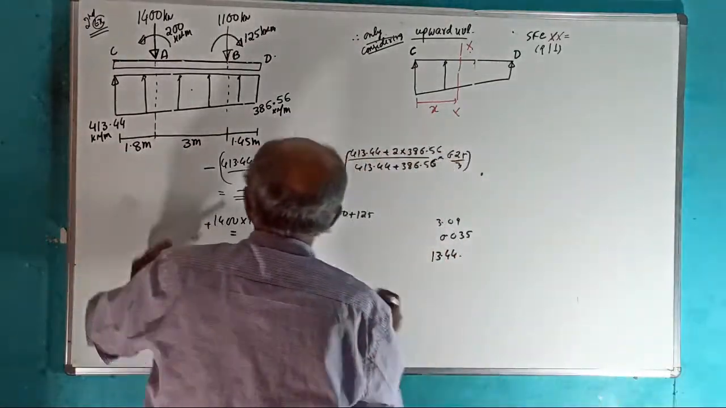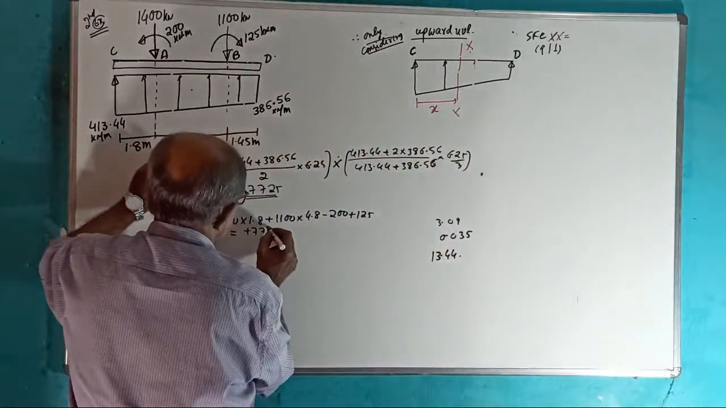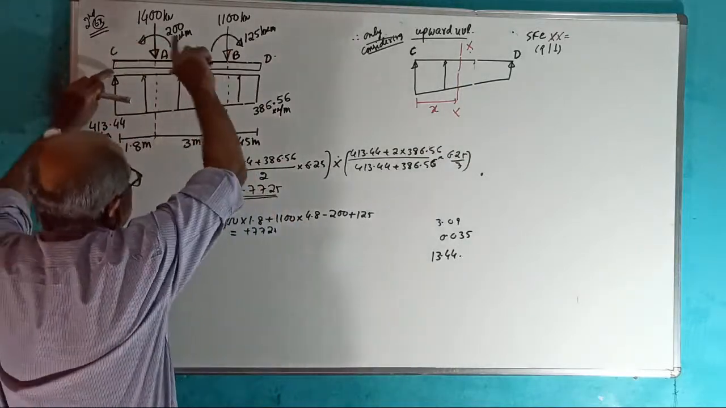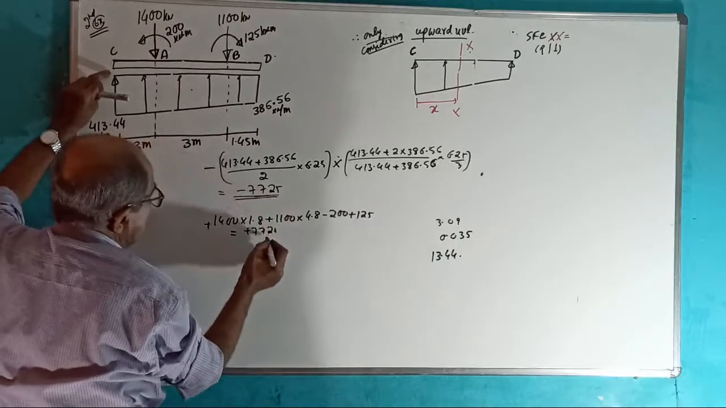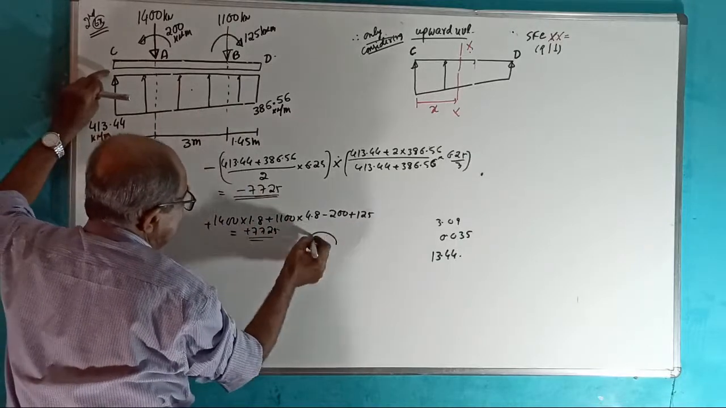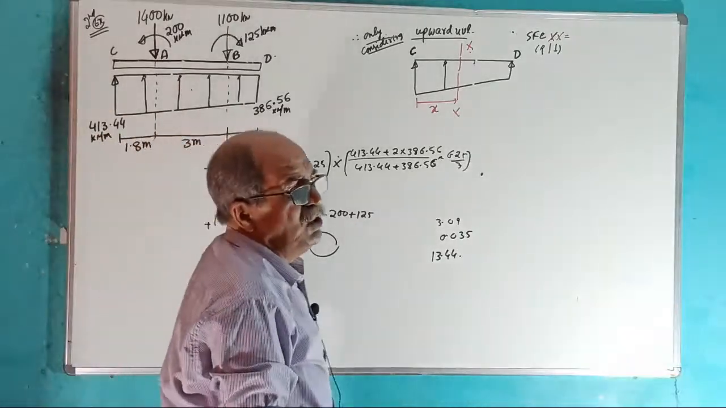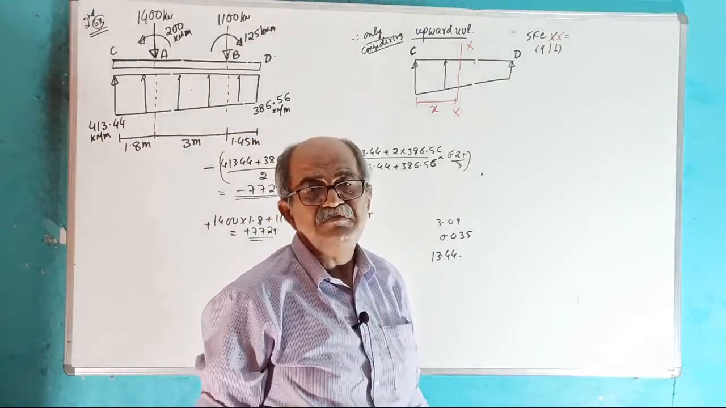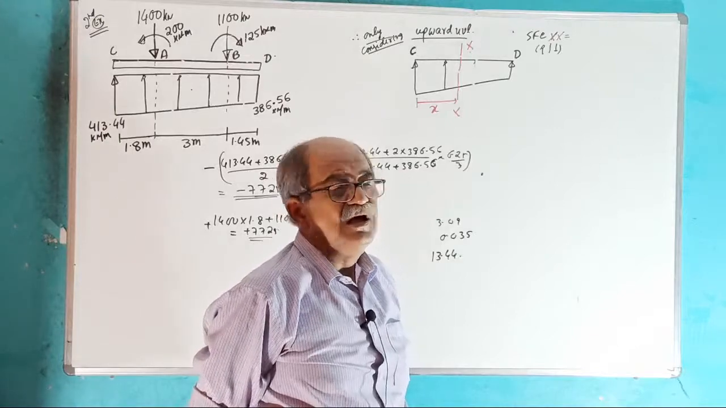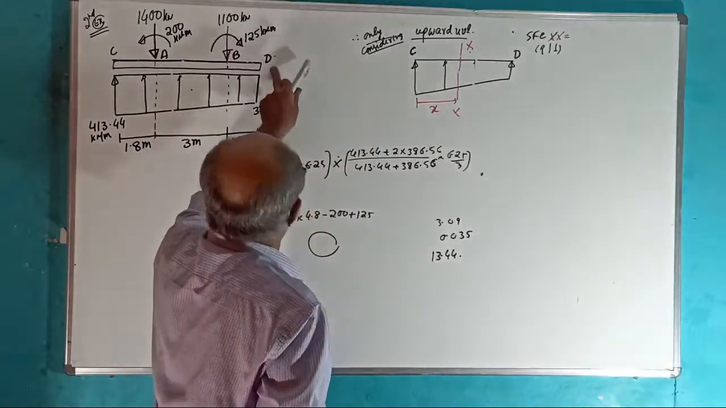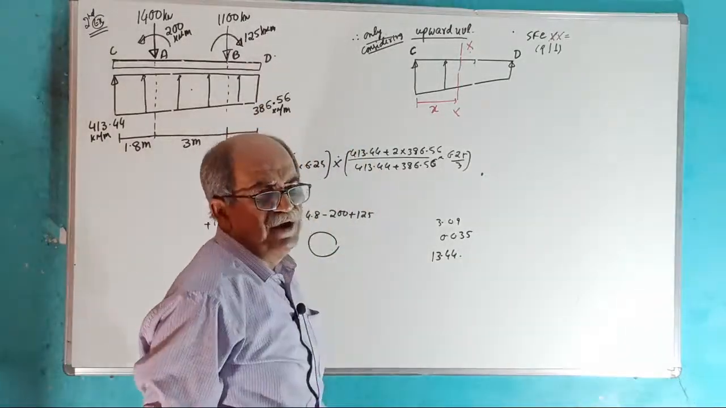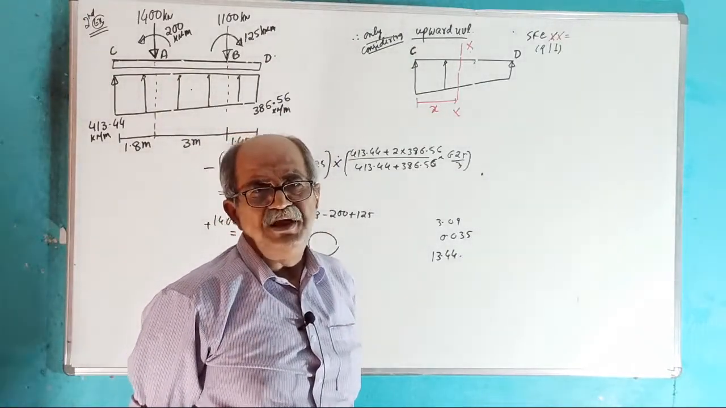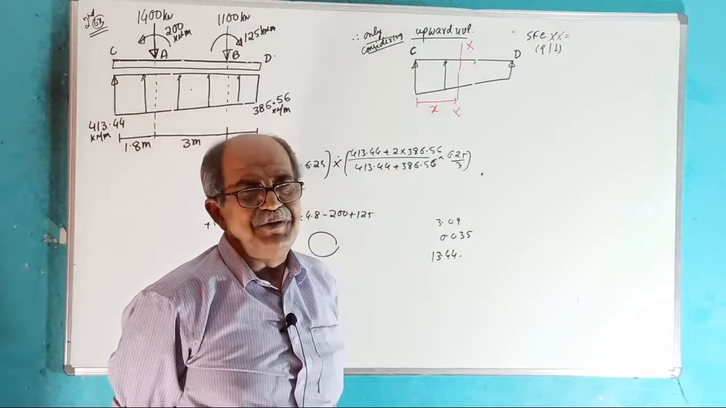It is 7,725 plus. Therefore, net value: this moment is anti-clockwise, that is clockwise, 7,725 minus 7,725 means 0. Therefore, now nobody in the world can say equilibrium is not maintained. If somebody asks to take moment about D and check the answer, I will tell him, you don't know structural engineering, if moment about A is confirmed.